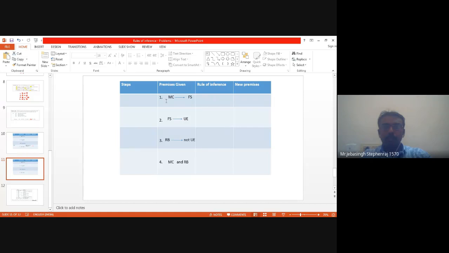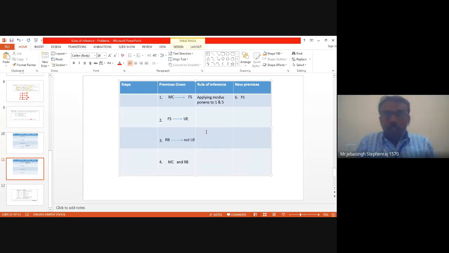So applying modus ponens to 1 and 5. 5 is the new premise, 1 is the given premise. Applying modus ponens to 1 and 5, my conclusion is FS. I call it the 6th premise.